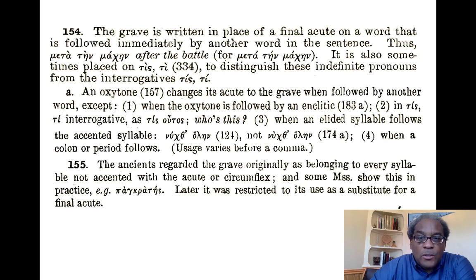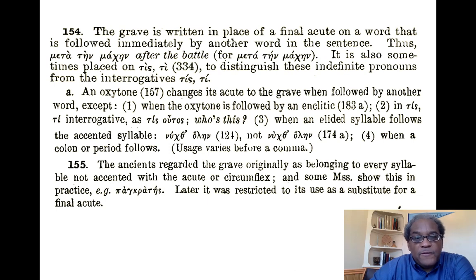So nûkt' hólēn, the whole night, would not receive the grave, would not turn the acute into a grave, because the alpha has been elided from nukta. It's theta, of course, because of the rough breathing of holēn. And then finally, the acute does not turn to a grave when a colon or a period follows. And different editors have their usage vary before a comma.